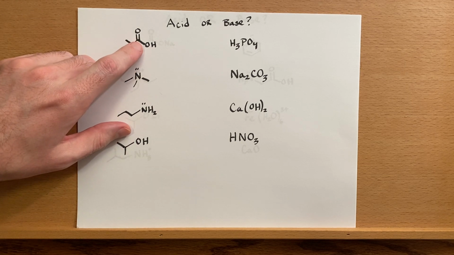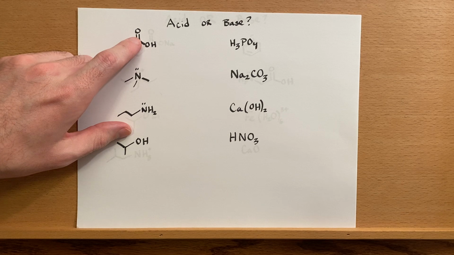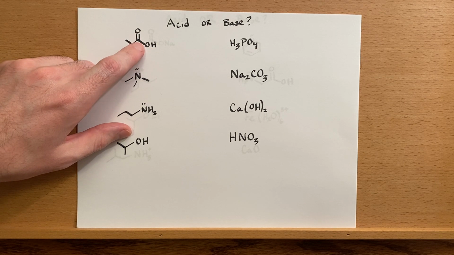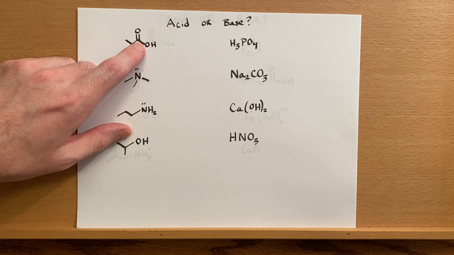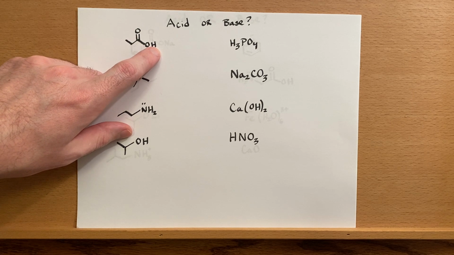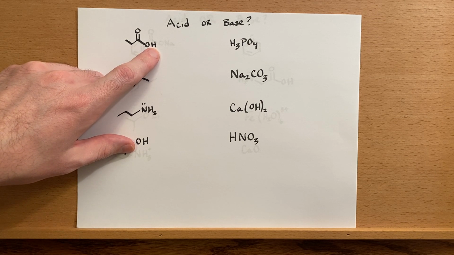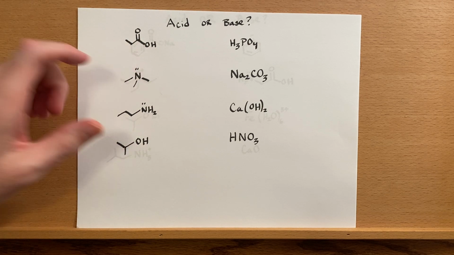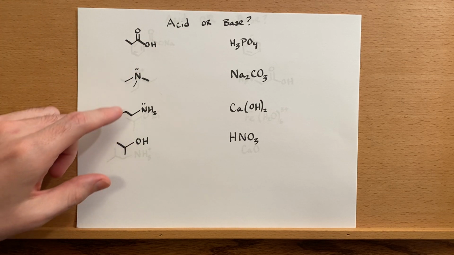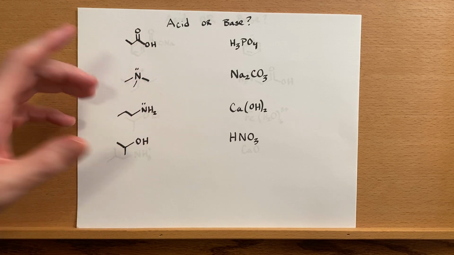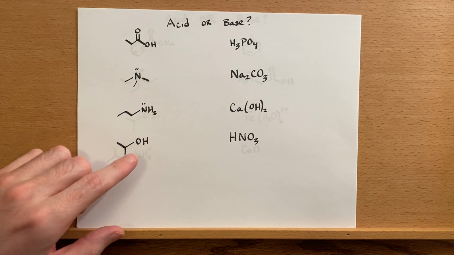This, you'll notice, has this C double bond to an oxygen to an OH. That is a carboxylic acid group. It has its hydrogen on it, so this should be an acid. And it is appropriately named propionic acid because there's 3 carbons, so it's a derivative of propane. And it has a carboxylic acid, so we call it propionic acid.